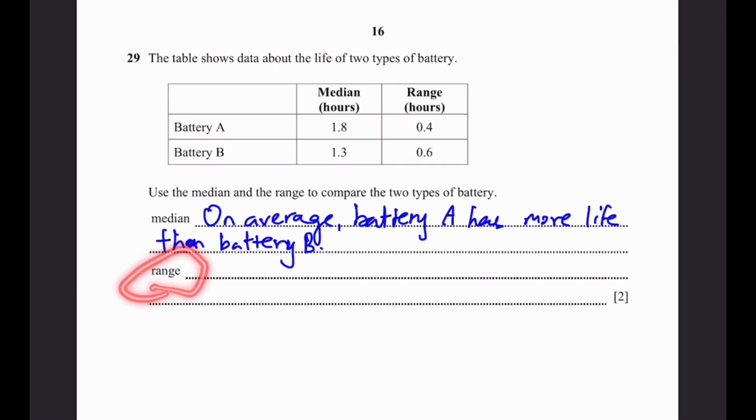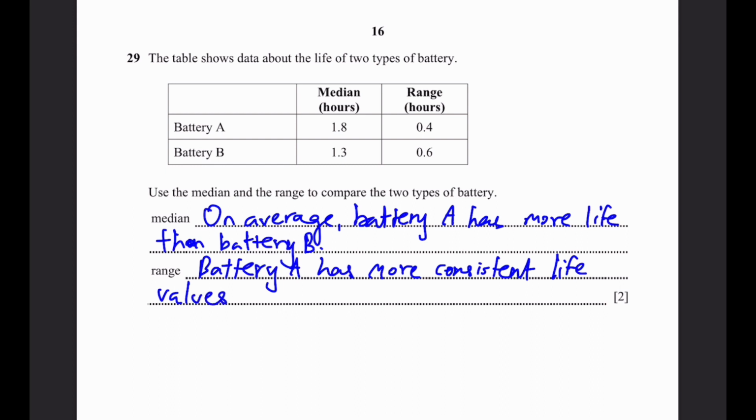Now for comparing the range. So we have battery A 0.4 hours, battery B 0.6 hours. So that means that battery A has more consistent values of hours of battery life than battery B, or the values for battery A are closer together. So I'll write like this: battery A has more consistent battery life values than battery B.